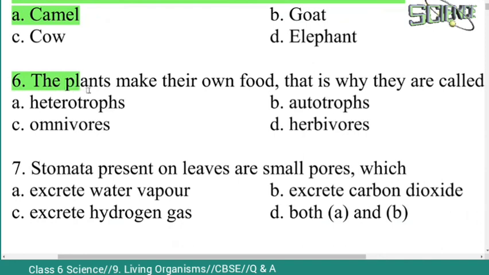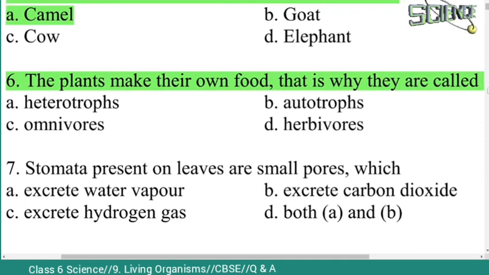Sixth question, the plants make their own food, that is why they are called. The given options are A. Heterotrophs, B. Autotrophs, C. Omnivores, D. Herbivores. Plants make their own food, that is why they are called autotrophs.